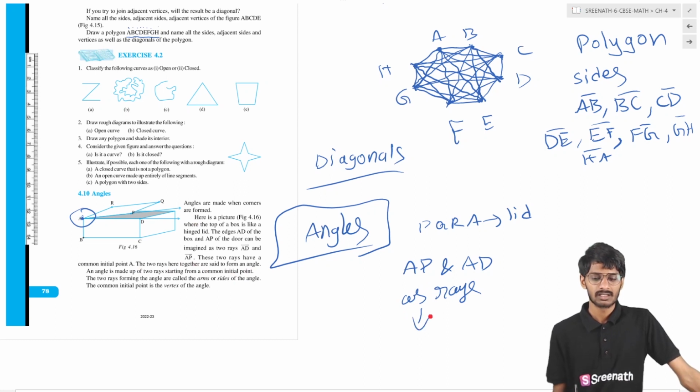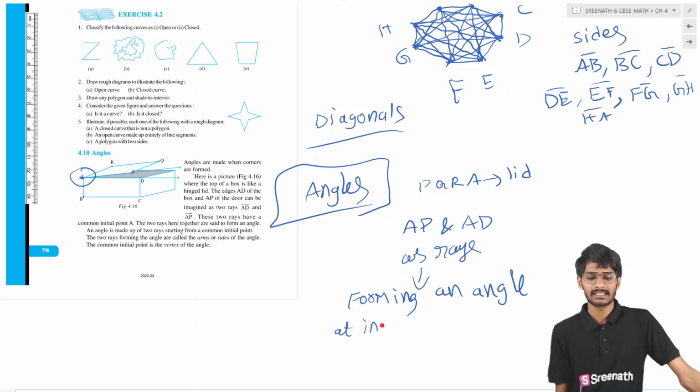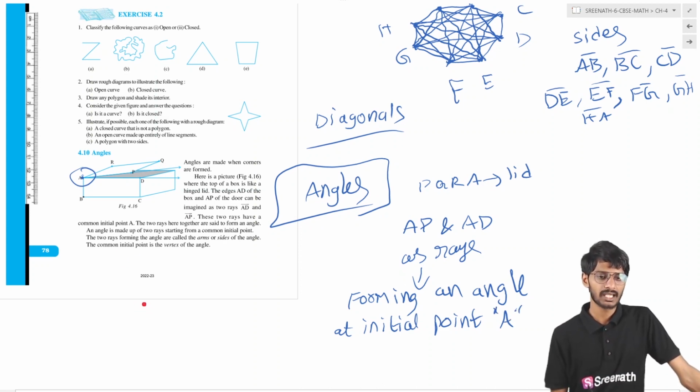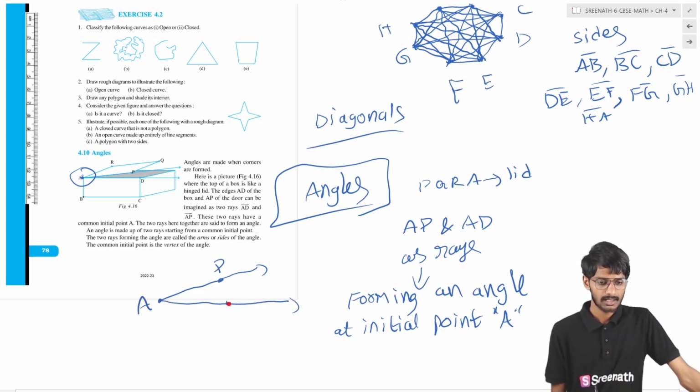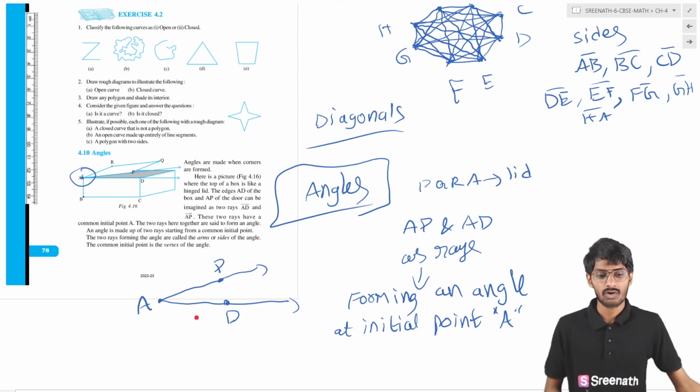These two rays are forming an angle at their initial point. That is A, students. At their initial point, that is A, they are forming an angle. So this is A, this is the AP line, and this is the AD line, students. This is one ray and this is the another ray.